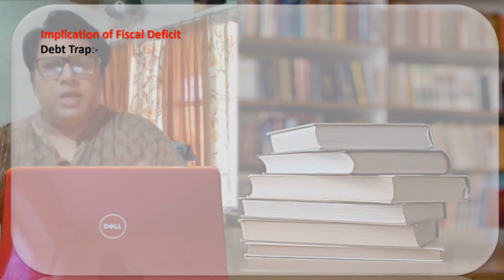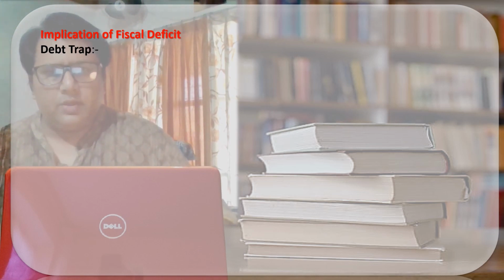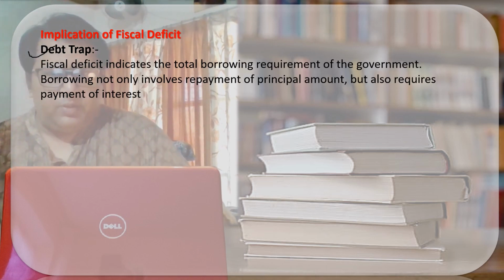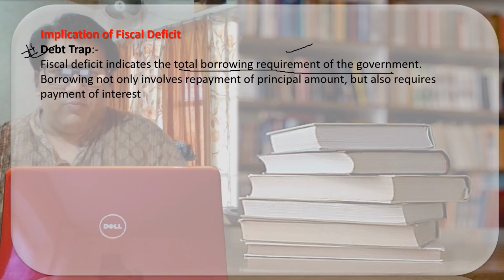Now let us discuss the implication of the fiscal deficit. The first implication of the fiscal deficit is the debt trap. The question is, what is debt trap? I will explain this debt trap clearly to you because a short note can be asked on the debt trap. We know that the fiscal deficit tells the borrowing requirement of the government. It tells us how much money the government has to borrow. The government is borrowing money not only to repay the principal amount, but the money is also being borrowed to repay the interest as well.